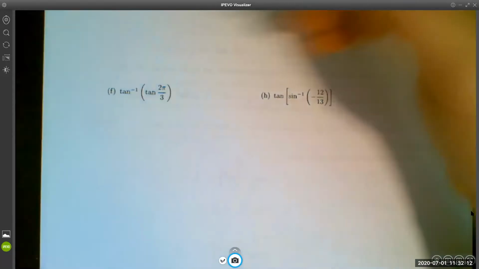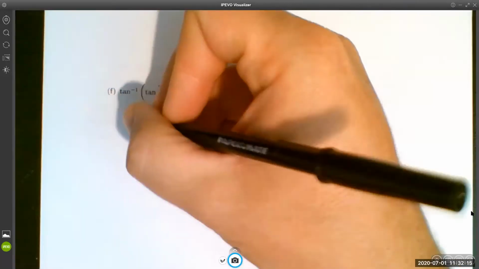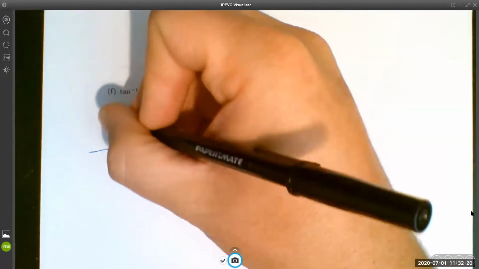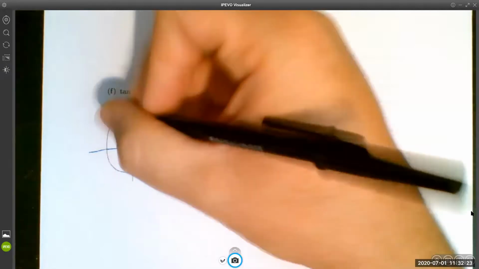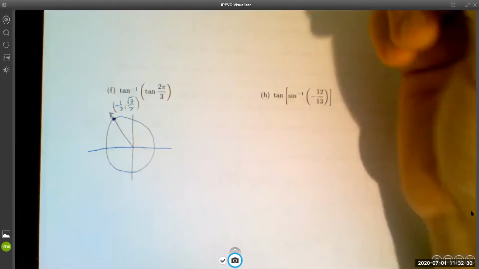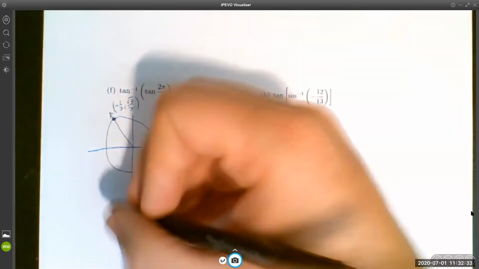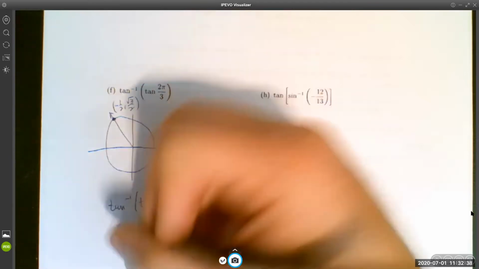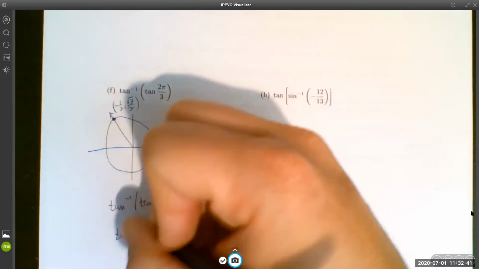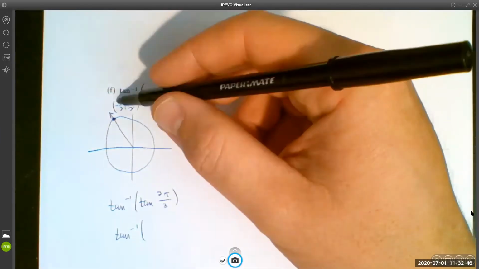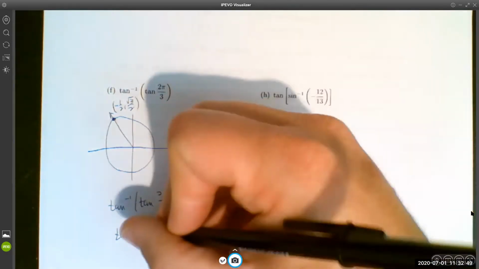So tangent of 2 pi over 3. At 2 pi over 3, we're at the point negative 1/2, root 3 over 2. So tangent inverse of tangent of 2 pi over 3 is going to be tangent inverse of root 3 over 2 divided by negative 1/2. So that's going to be negative root 3.